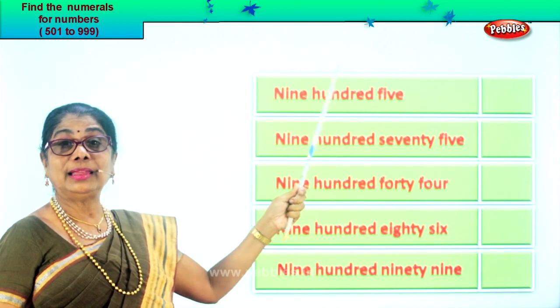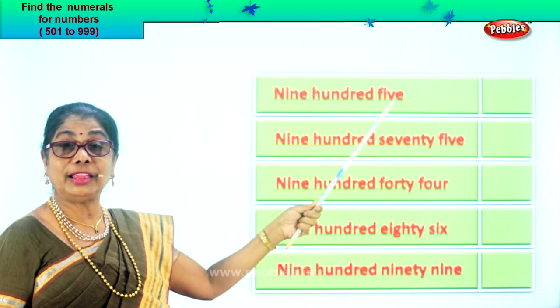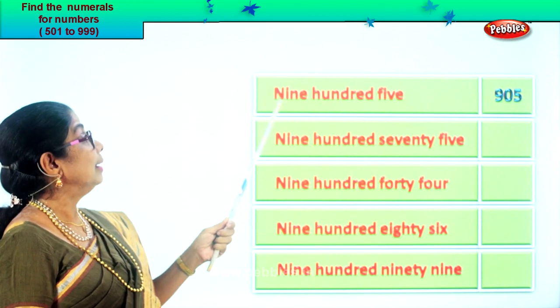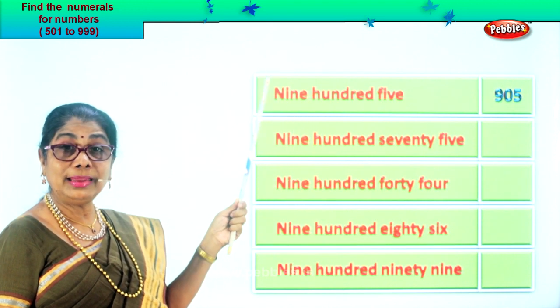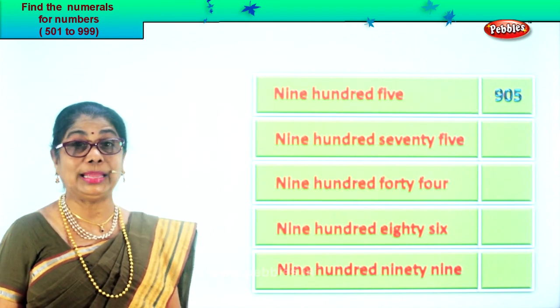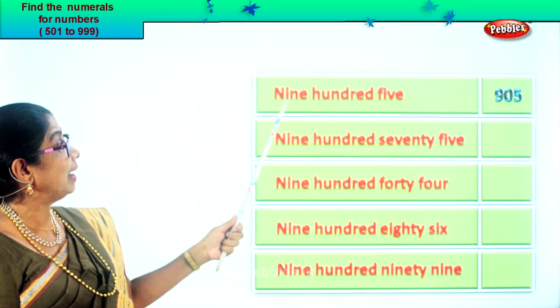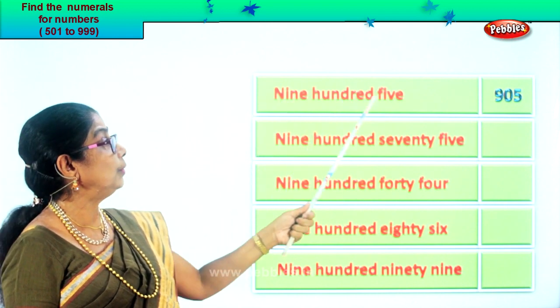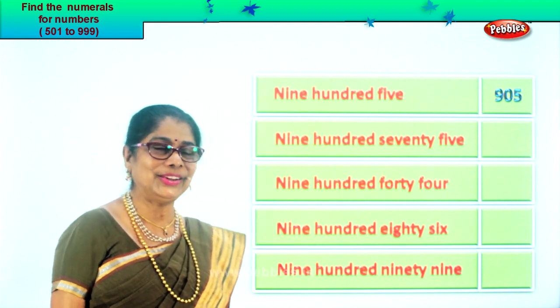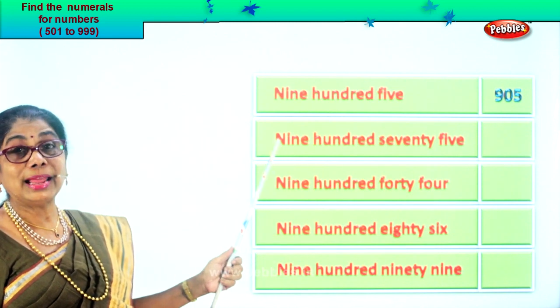905. 5 in the 1s place, 9 in the 100s place, and 0 in the 10s place. So we write 905. Yes? Good. Let's read the next one.